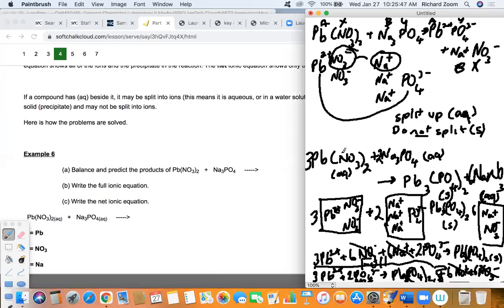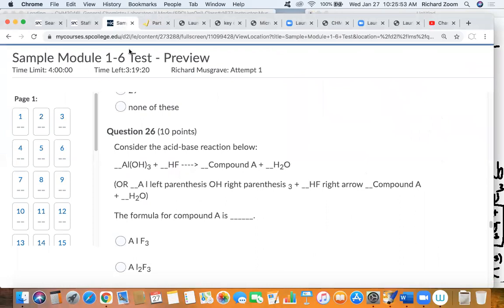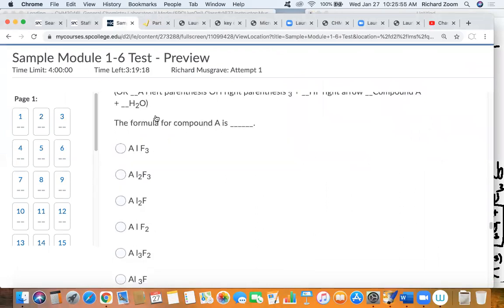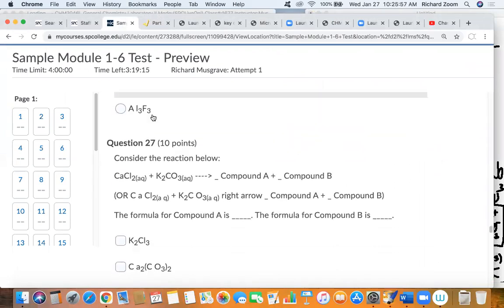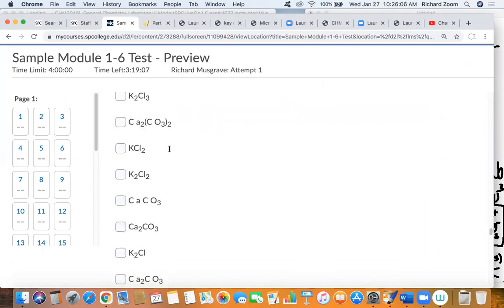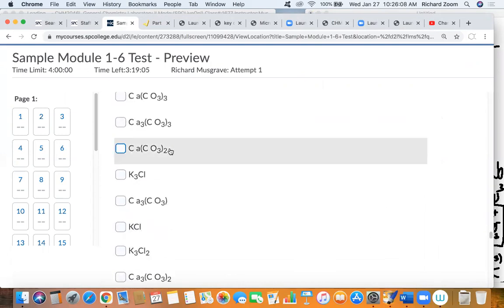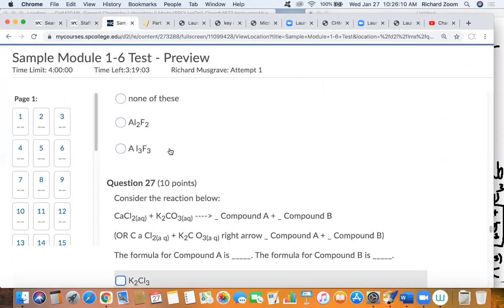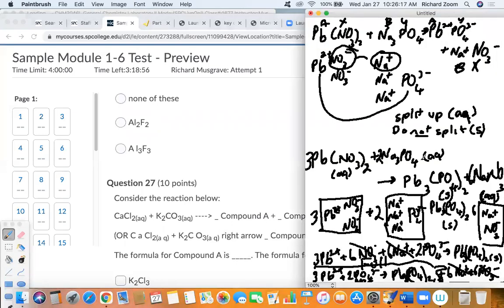All right, let's take a look at the sample test and we'll see what kinds of questions you're going to be asked about this. It's actually not quite as bad as what I've got here, really. All right, so let's say we've got this situation and we're looking for compound A plus compound B. And here you can see that you've got all these answers here, which are going to be compound A and compound B. So let's go ahead and we'll just do this sort of piece by piece, and you'll see what I'm talking about.